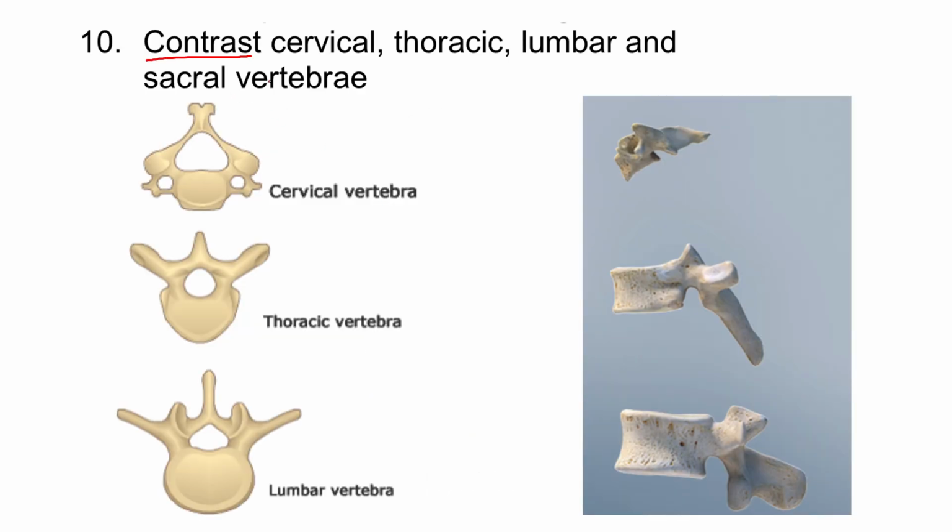Now for contrasting the different types of vertebrae, there are a few different details that we've teased out that should make things simple. For starters, the cervical vertebrae are the only vertebrae that have these holes on the side, called the transverse foramen.